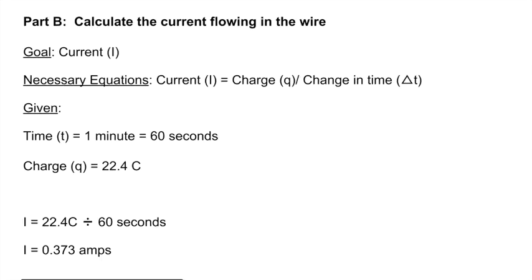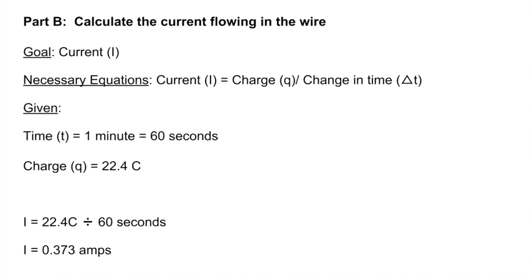All right. Part B. Calculate the current flowing through the wire. The current needs the charge, which thankfully we found in the last problem, and the change in time. So again, time was given to us as 1 minute, but we know we have to change it to seconds. And then there you go. It's the same as the first one. It's plug and chug, pretty simple. There you go.